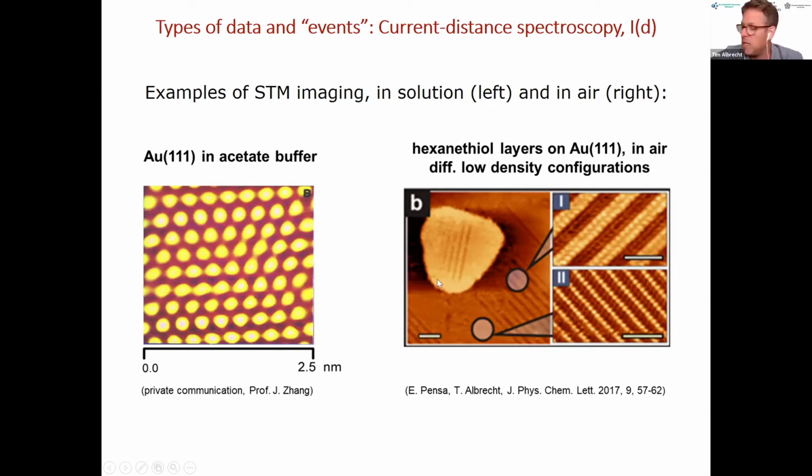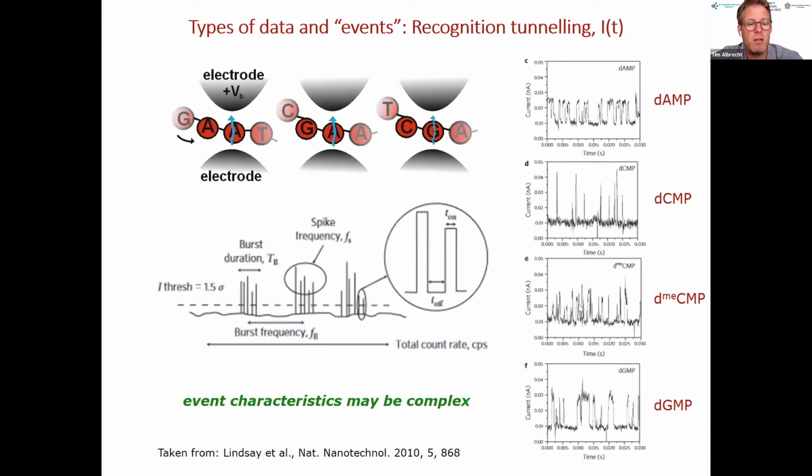And equally on the right, you see this is a gold 111 surface, but modified, in particular with a low density hexane thiol layer. And you can see these striped domains here. When you zoom in, you can see submolecular structure, right? So it's a really high resolution technique for imaging in various different environments.